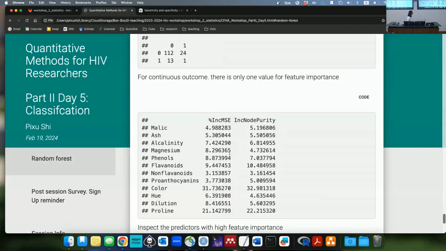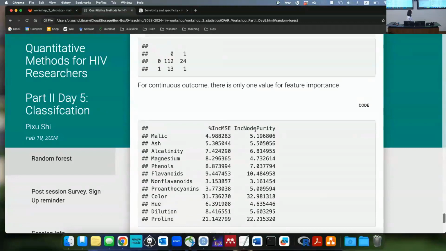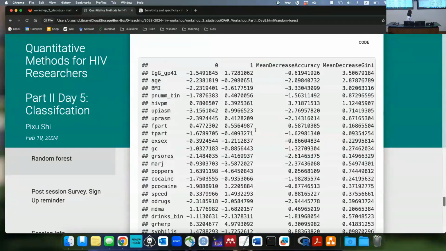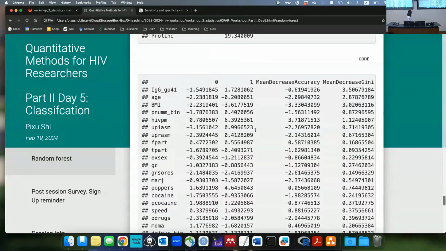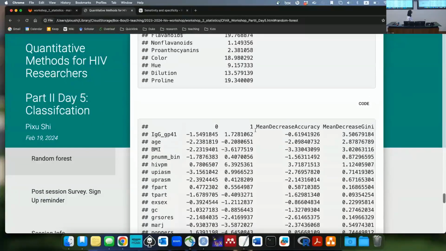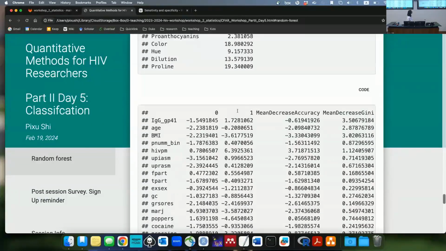This is the feature importance when you shuffle that predictor. This is the average of impurity drop over all of the trees. And for the categorical outcomes, for example, here we have two categories for the outcome. You will have feature importance for each category. So when you shuffle one predictor, it's going to change the accuracy of prediction for each class.